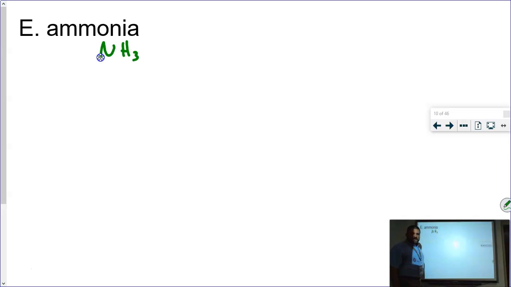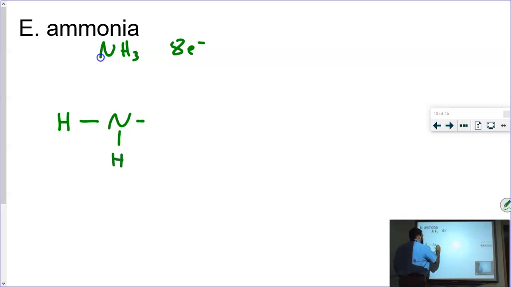Total valence electrons to work with, we have 8. Nitrogen has 5, each hydrogen is 1. Nitrogen is going to go in the middle. And we have 1 hydrogen, 2 hydrogens, 3 hydrogens, and I'm kind of drawing it like this on purpose. Okay, I did not make a triangle. Again, I'll kind of get into why.